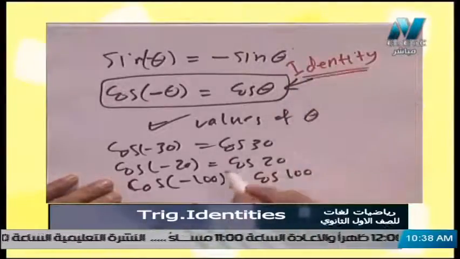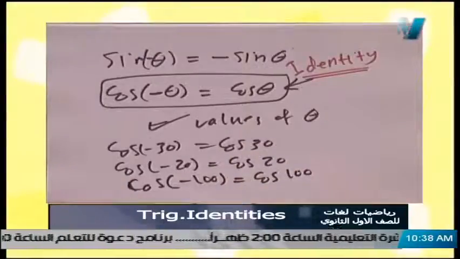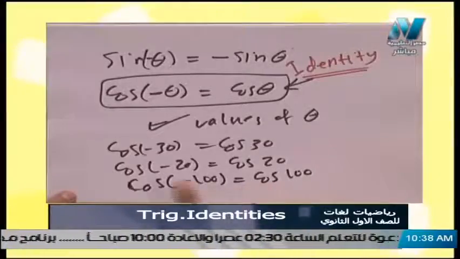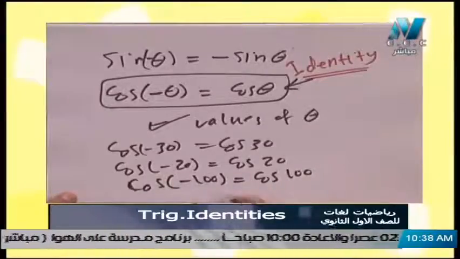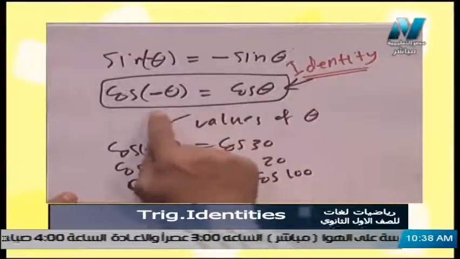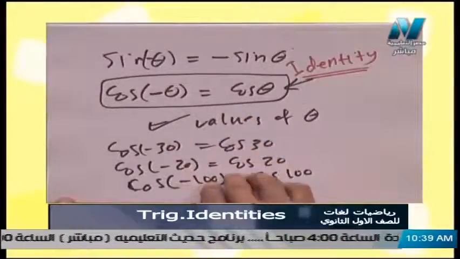It's now a trig identity. A trig identity is more than an equation, because for an equation the equality is limited to some values, but for an identity the equality holds for all numbers. Okay, let's move, my dear students, to some examples about equations and identities.